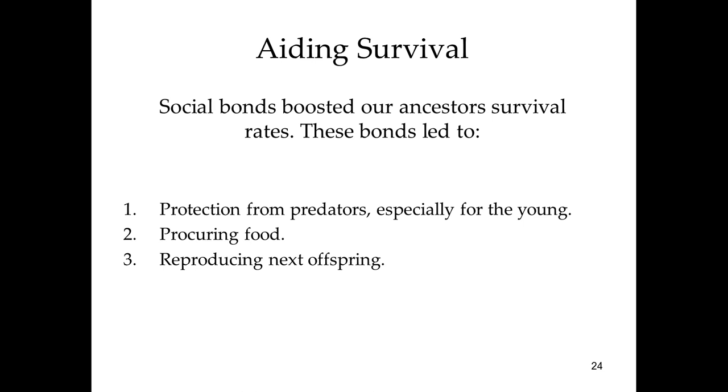However, when you're in a community, you might have some people that are actively raising children and others that are not, and they can all work together to prepare anything that's going to save them from any predators. In addition, they work together to procure food and to help you produce more offspring. So social bonds are vital to our survival, and they're part of why our species has been so successful.